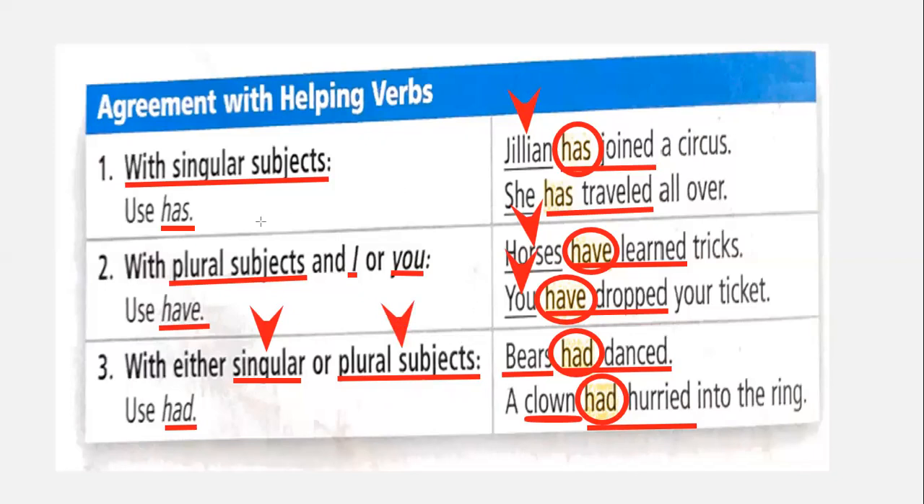So if your subject is singular, then your helping verb should be has joined. This should be the helping verb that you use with your past tense, okay? And the reason why we do this is because it's something that has already happened. She has joined the circus. That's something that she has done, okay? So let's work with some practice.